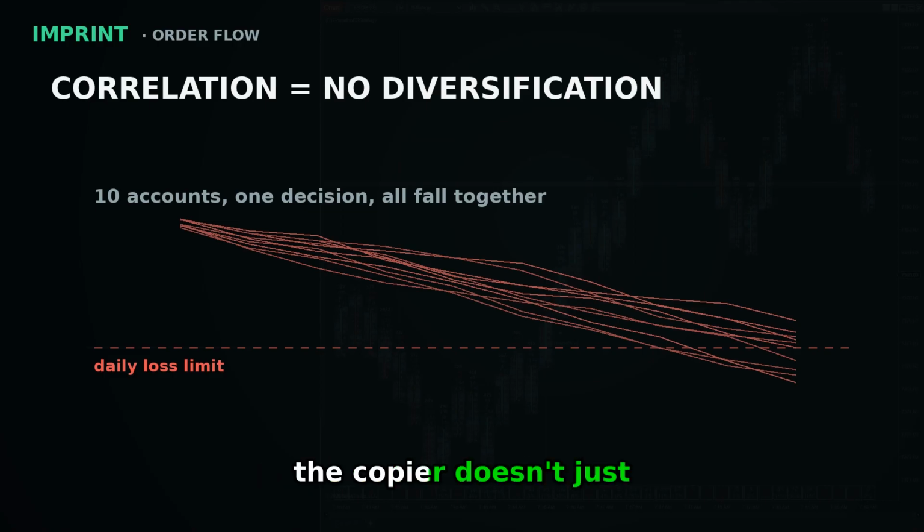Because the copier doesn't just multiply your good trades. It multiplies your behavior, your hesitation, your revenge trading, your oversized entries, your inability to stop. A copier without risk enforcement is a very efficient way to destroy multiple accounts at once. That's why the most important feature in multi-account trading is not the copier. It's the circuit breaker. The copier scales the decision. The risk manager protects the operation. And that is the second half of Centurion.